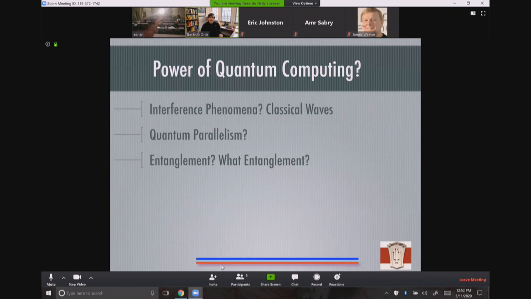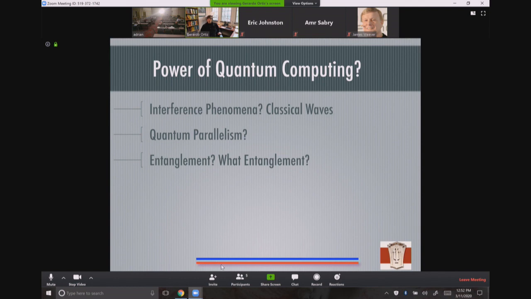And then I start saying, where is the power of quantum computing? Where is this power coming from? It's coming from interference phenomena, as I said before, interference phenomena in classical waves. In classical electromagnetism, you have interference. So it's coming from quantum parallelism, it's coming from entanglement.